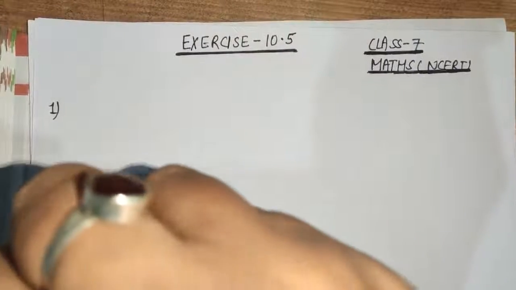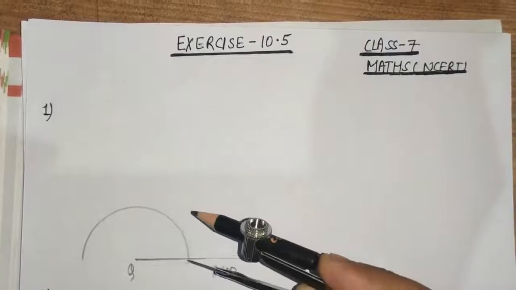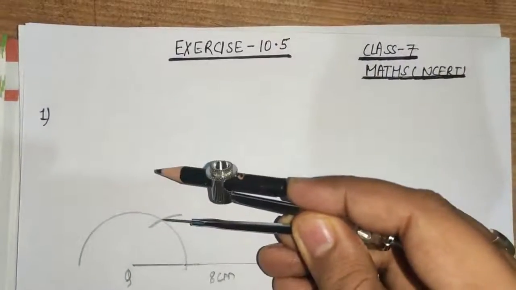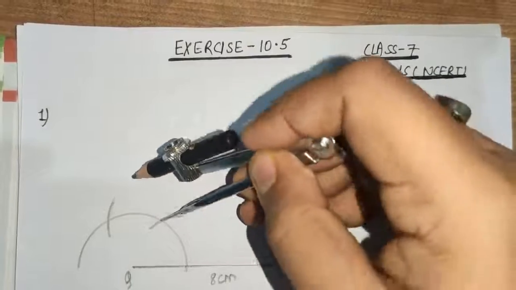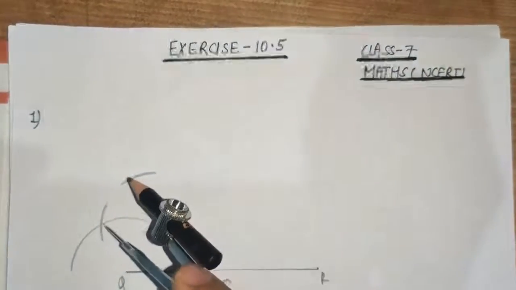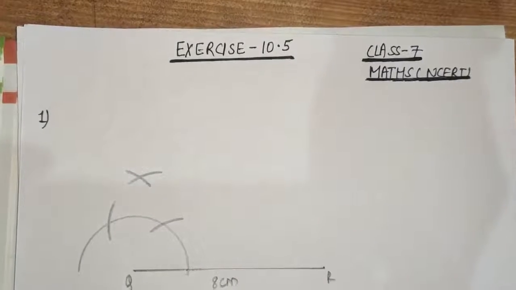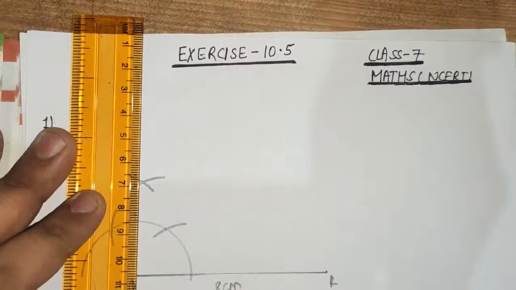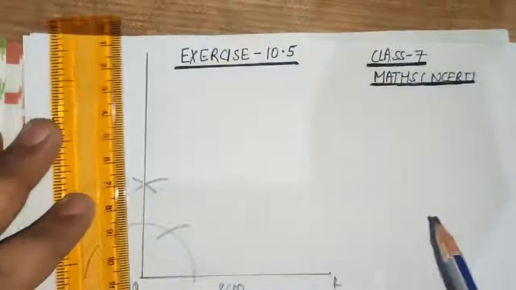So draw an arc. Then make first arc. This first arc is of 60 degree. Then this second arc is of 120 degree. And then from the first arc we will make an arc, and from the second arc we will make another arc. So here you can see this angle is of 90 degree.